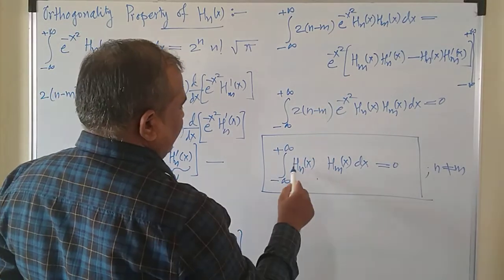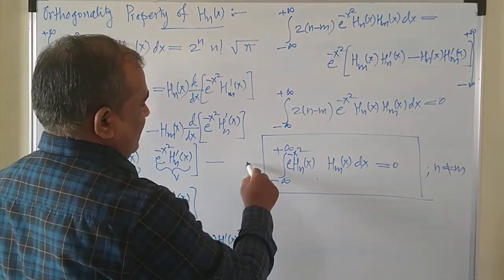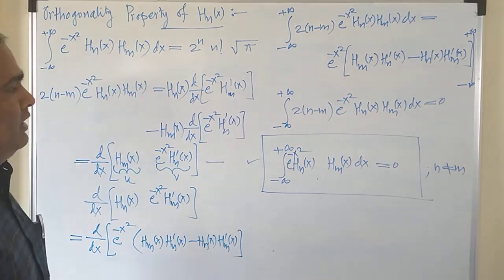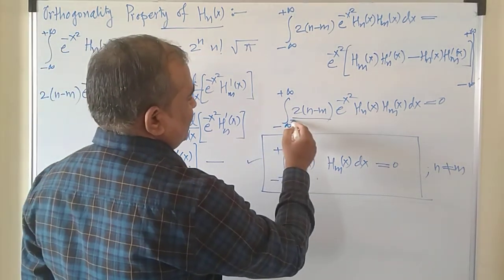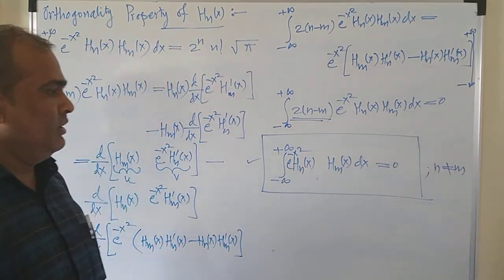Here the e raised to minus x square factor is there. I forgot to write it, and only these are the constant terms. Those shifted to the other side will get cancelled to each other. So thank you.